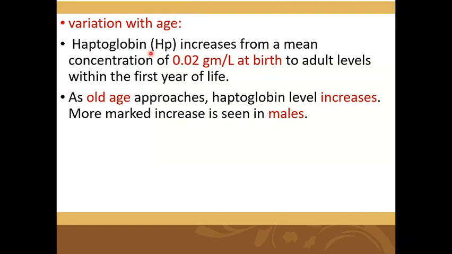Haptoglobin increases from a mean concentration of 0.02 gram per liter at birth to adult level within the first year of life. As old age approaches, haptoglobin level increases. A more marked increase is seen in males.